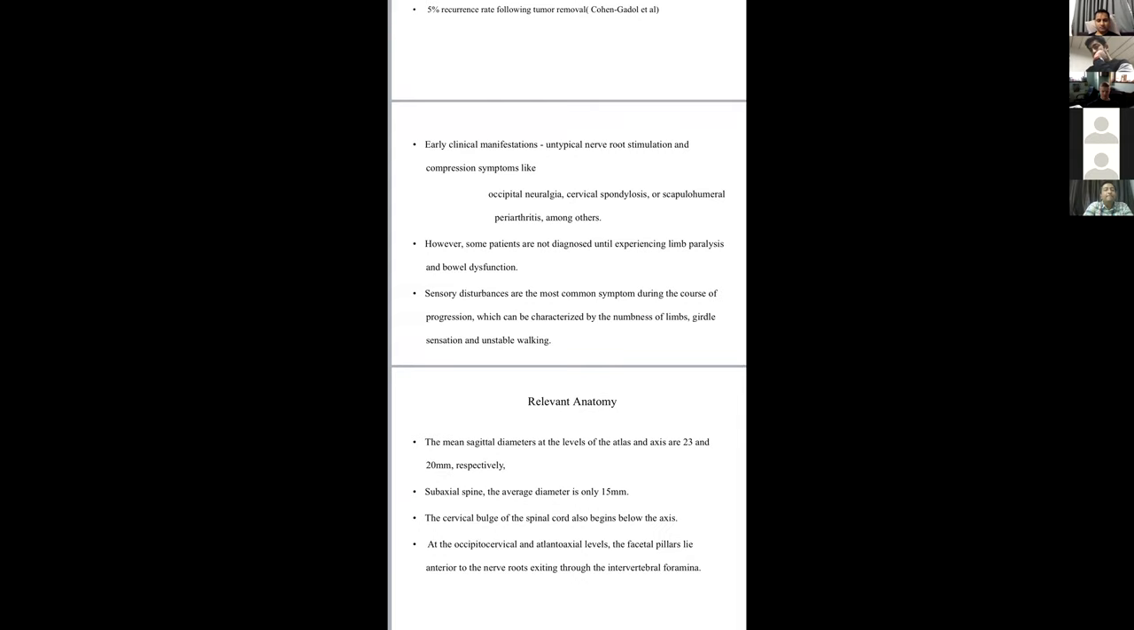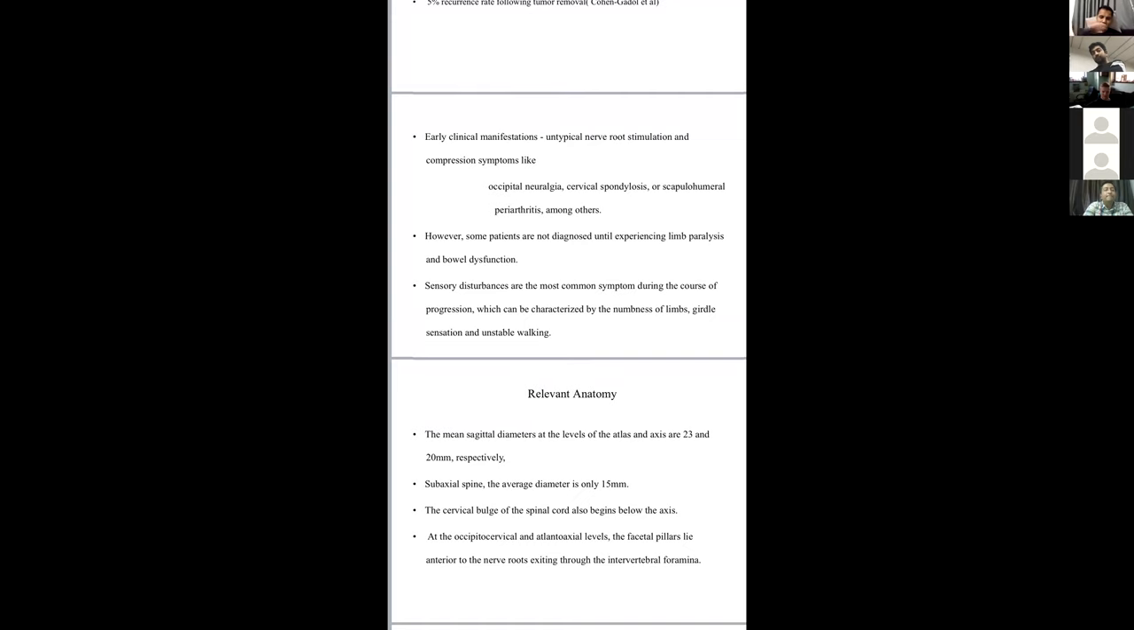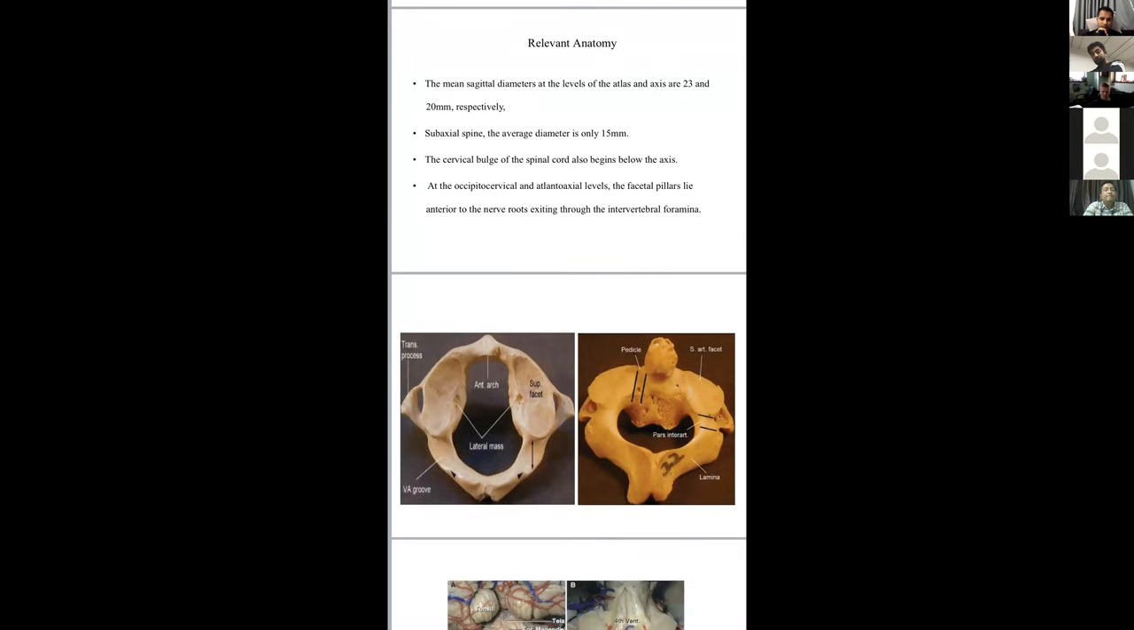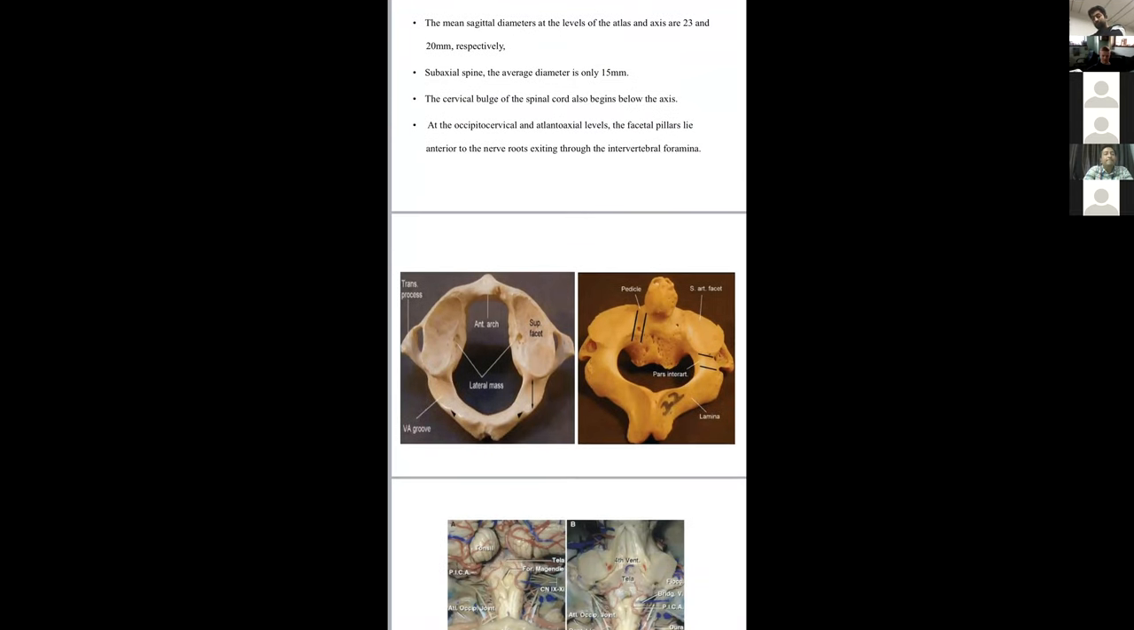So, relevant anatomy related to the surgical approaches of the C1, C2 ventrolateral meningiomas. The mean sagittal diameters at the levels of atlas and axis are 23 and 20 millimeters respectively. The cervical bulge of the spinal cord also begins below the C6. So all these give us adequate space at the C1, C2 cord level. Also at the atlantoaxial and cervical levels, the facet pillars lie anterior to the nerve roots, exiting through the intervertebral foramina. These are the pedicles, superior facets, and the lamina of C2, and the C1 anterior arch, superior facets, and the lateral masses with the vertebral artery groove shown by the arrow.